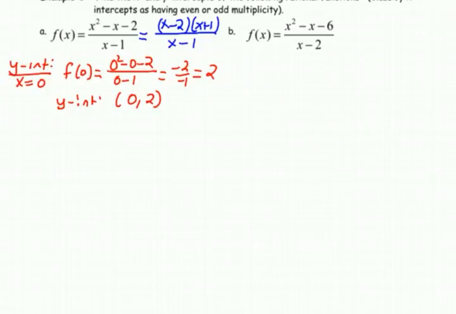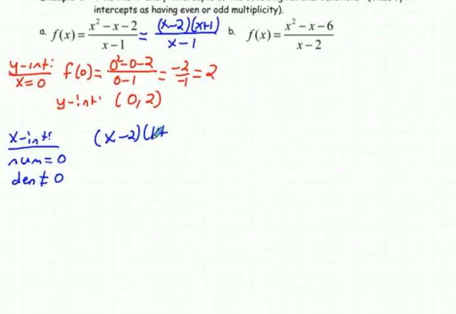Let's go ahead and find the x-intercept. So an x-intercept of a rational function is an x value that makes the numerator equal to 0, but the denominator cannot be equal to 0 because then that x value will not be part of the domain. Okay, so we want values to make the numerator 0 but not the denominator. So if I look at the factored form of the numerator, I have x minus 2 times x plus 1. This is my numerator.